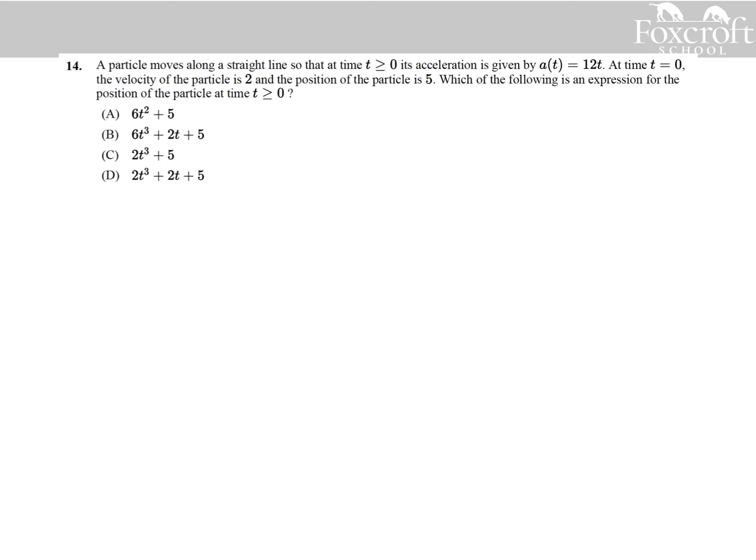All right, a particle moves along a straight line. Its acceleration is 12t. We know its initial velocity and position. All right, what is the actual formula? So we know if we go from acceleration to velocity, we have to do an antiderivative. So we're going to go from 12t, and the velocity is going to be 6t squared. Right? Add 1 to that exponent, divide by 2. And then we have to take an antiderivative, you get a plus c.